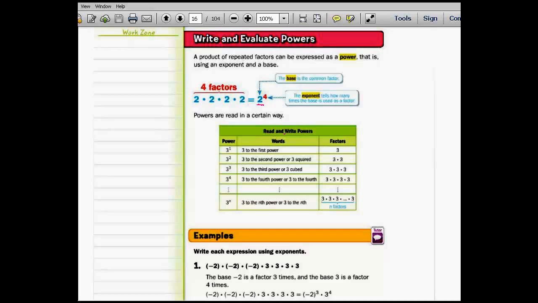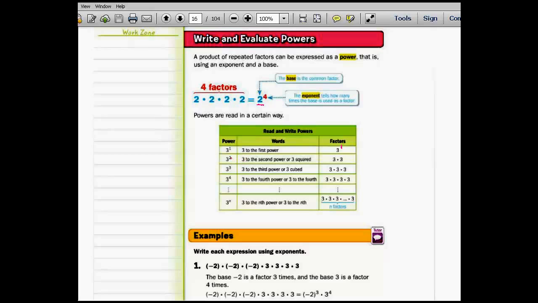So when we look right here where it says read and write powers, anything to the 1st power, we would say 3 to the 1st power means we have one 3. A lot of times whenever things are to the 1st power, you do not see an exponent. So anytime an exponent is missing, you assume that it is a 1 because you have one of them.